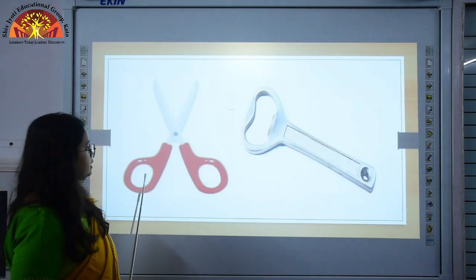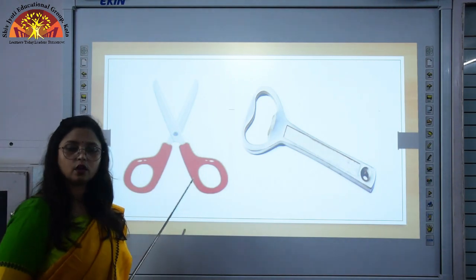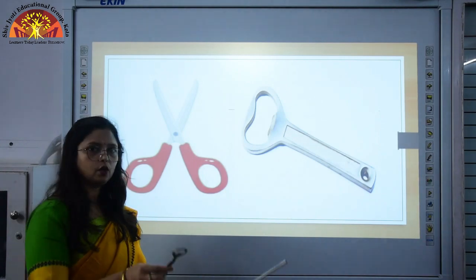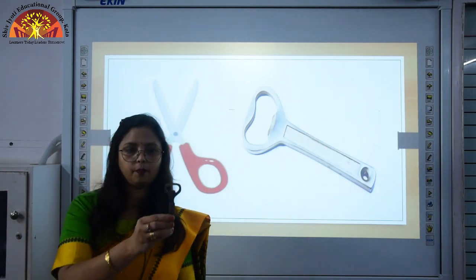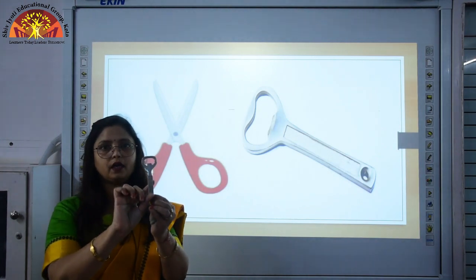Some more examples here are scissors. Scissors are used to cut things. It is also one of the examples of a lever. The second example here is a bottle opener. You can see this type of thing is a bottle opener. It is also used to make our work easy.